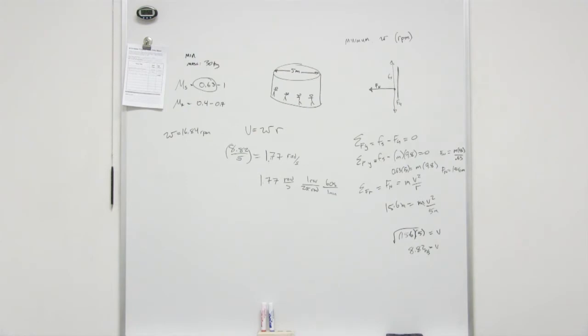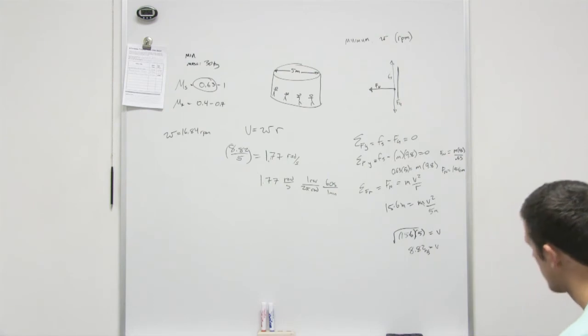Static friction minus the force of gravity. 0.63 times the normal force. I know what it is. 2.5 is our radius. Oh, yep, sure enough. So 15.6 times 2.5. Square root of that. So our velocity is 6.24.